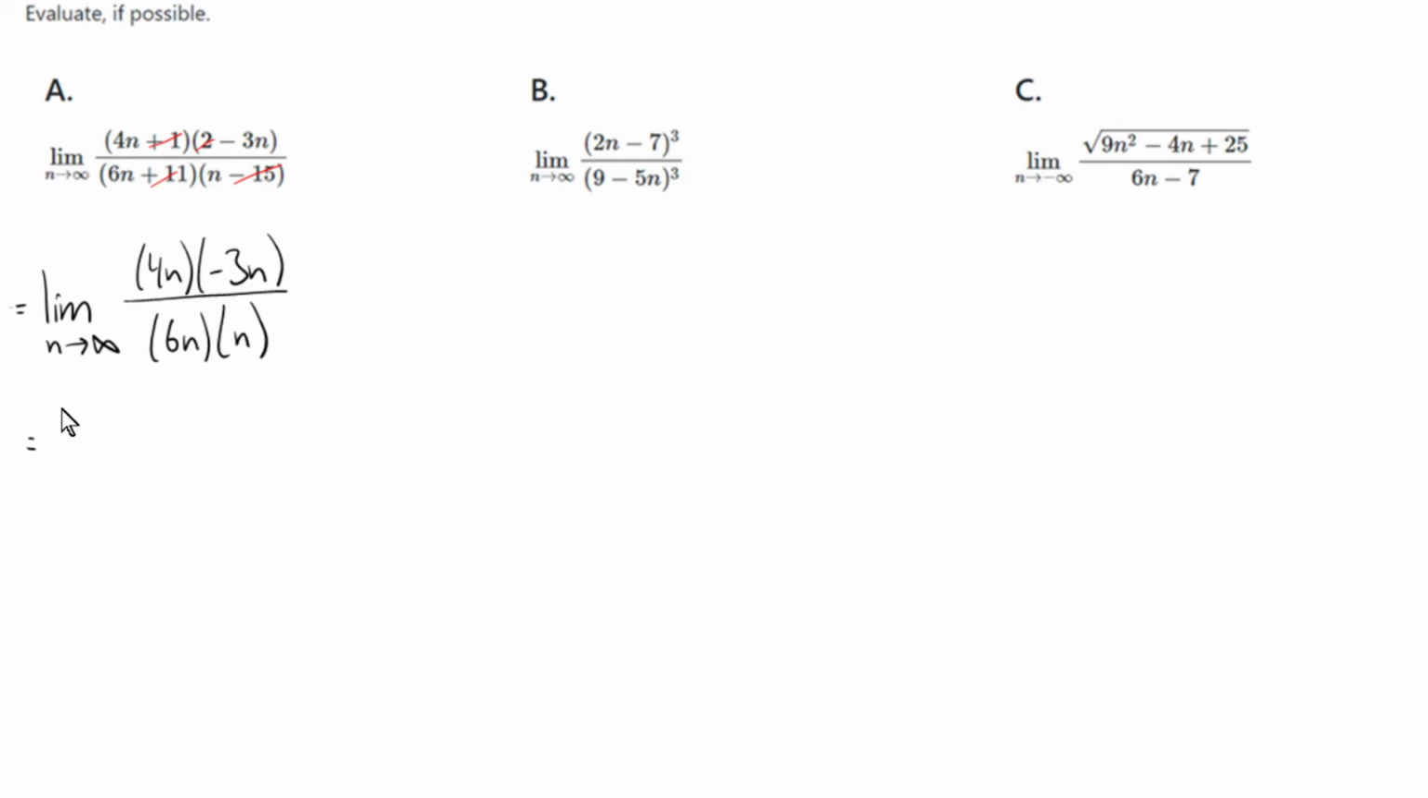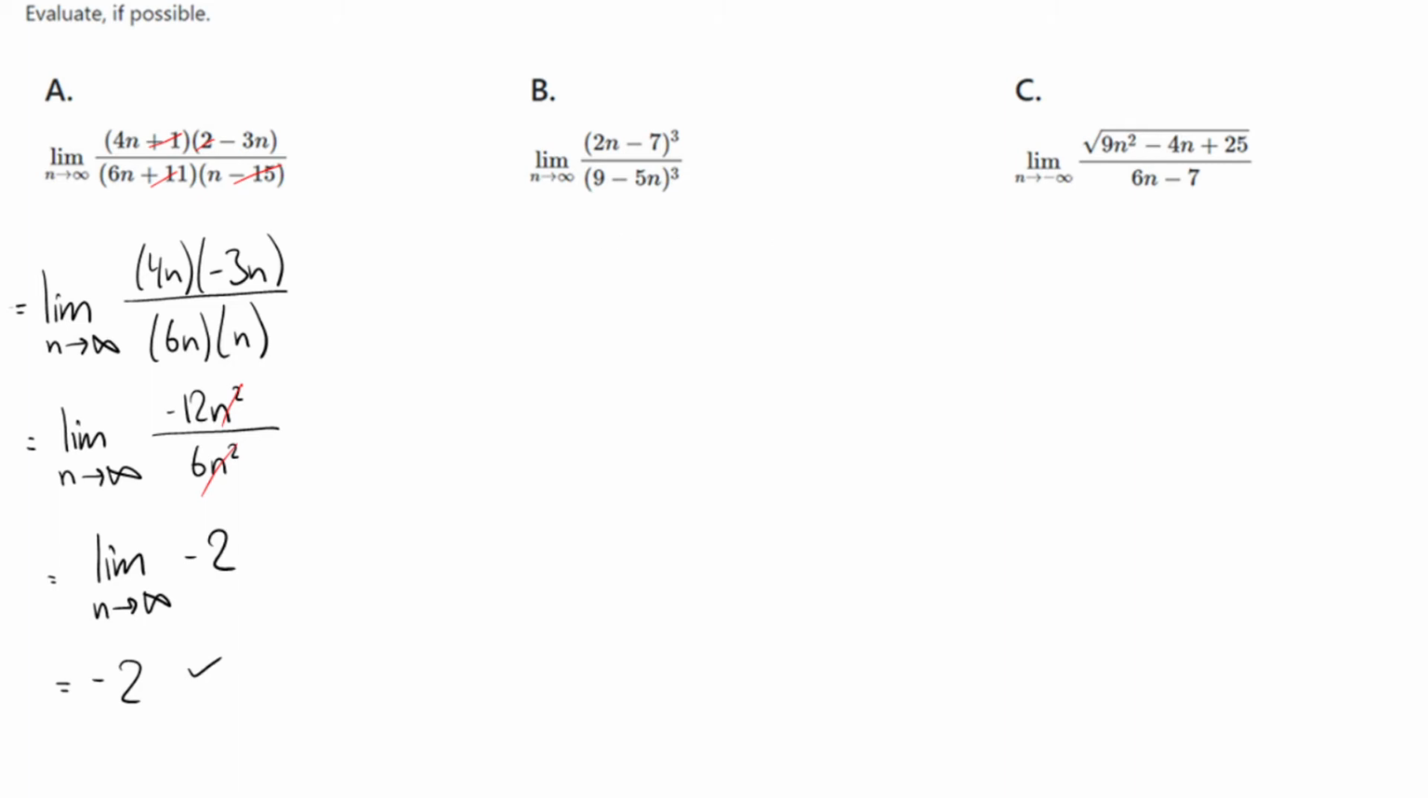If we simplify the rational expression, the quotient here, we're going to get negative 12n squared in the numerator and 6n squared in the denominator. The n squared factors cancel, and we're left with the limit as n tends to infinity of negative 12 over 6, which is negative 2. So the limit of a constant is the constant, so that means that the limit here is negative 2.